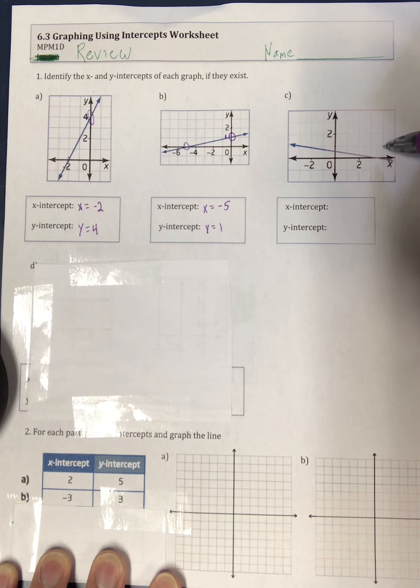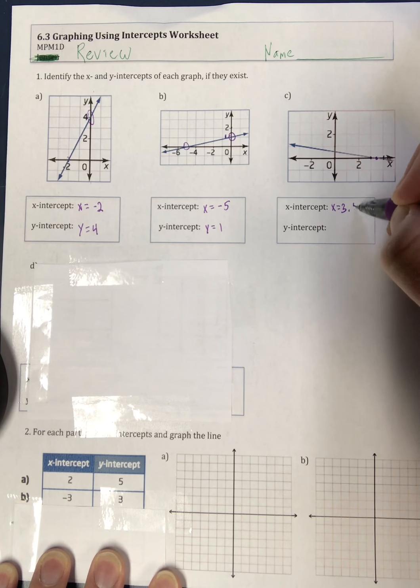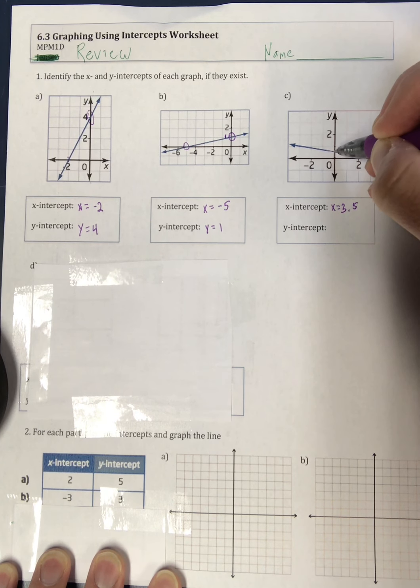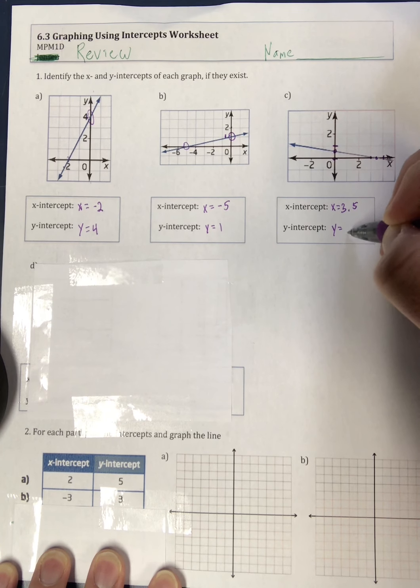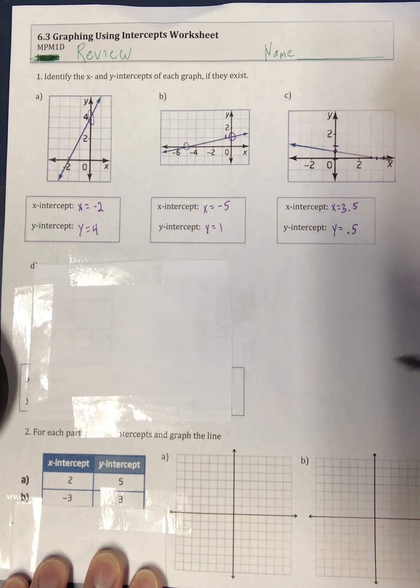Over here, it looks like the x-intercept, this is a tricky one, is between 3 and 4. So let's call that 3.5, and the y-intercept is between 0 and 1. Let's call that 0.5, halfway between 0 and 1. The quiz will not have decimals like that.